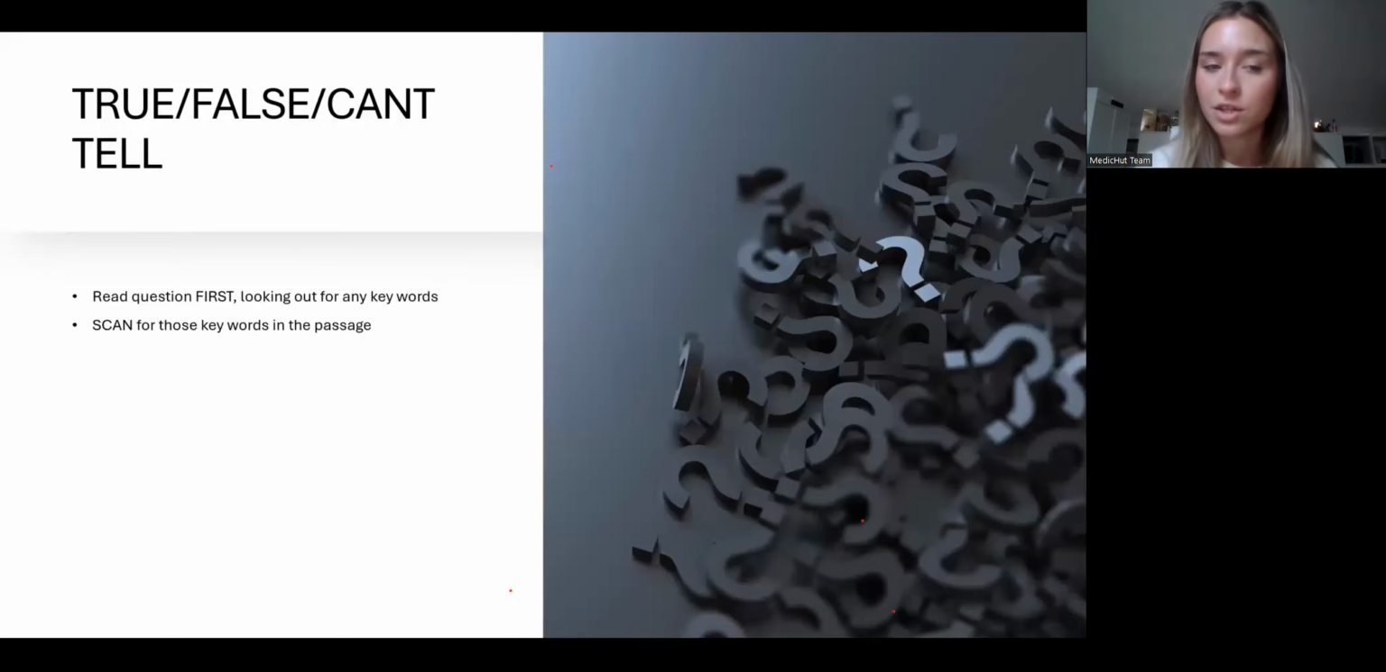So you want to read the question first and look out for any keywords. We'll do a bit of practice later on on what I mean by keywords as well. And then you want to scan for them in the passage.